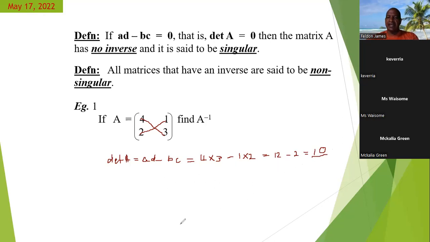How do we find the inverse? So we write A inverse. If you remember what the formula for A inverse is, it will be 1 over the determinant. You put 1 over the determinant, and then you times it, so determinant of A, then you times it by the adjoint of A.